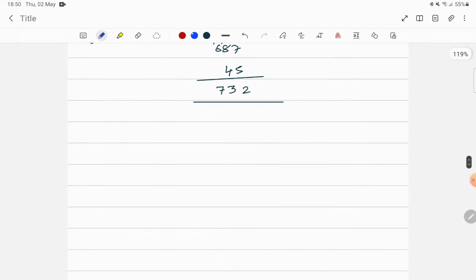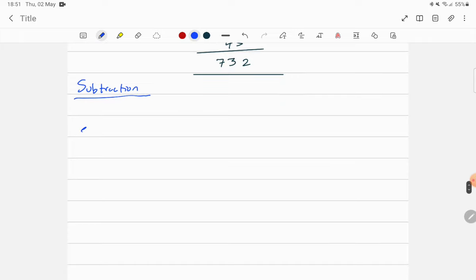Let's look at some subtraction. Very similar subtraction techniques. So for subtraction, let's have a look at an example. If you were to say, for example, 734 minus 45. So again, putting it in our columns of hundreds, tens, and units. 734 and 45.